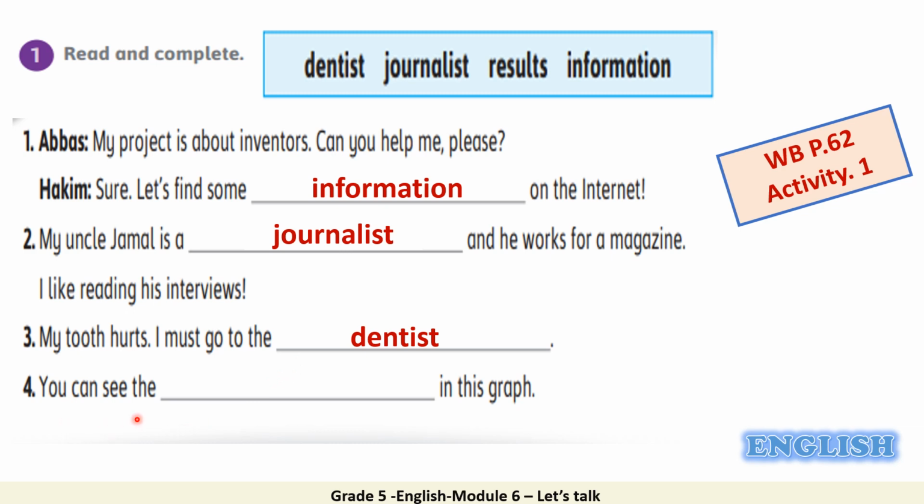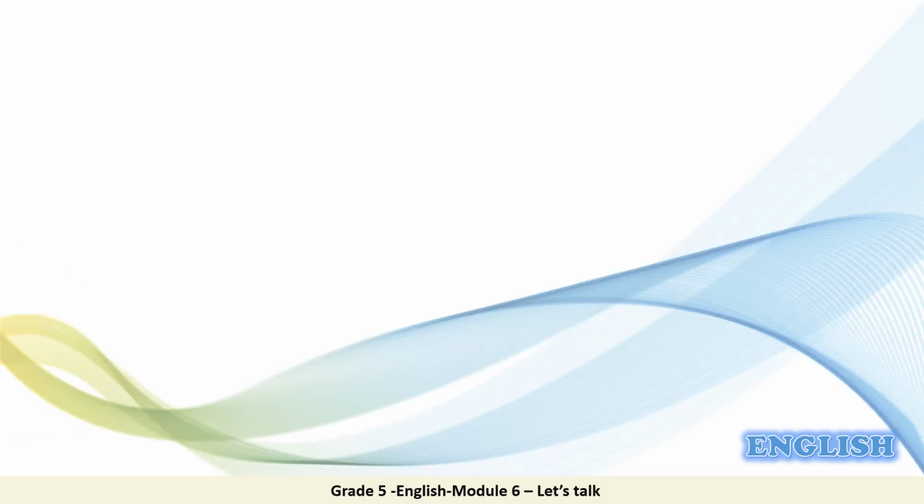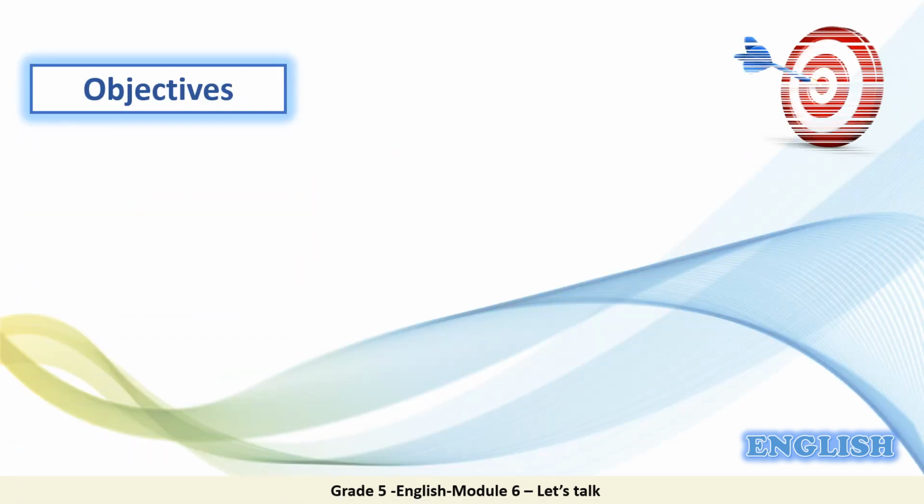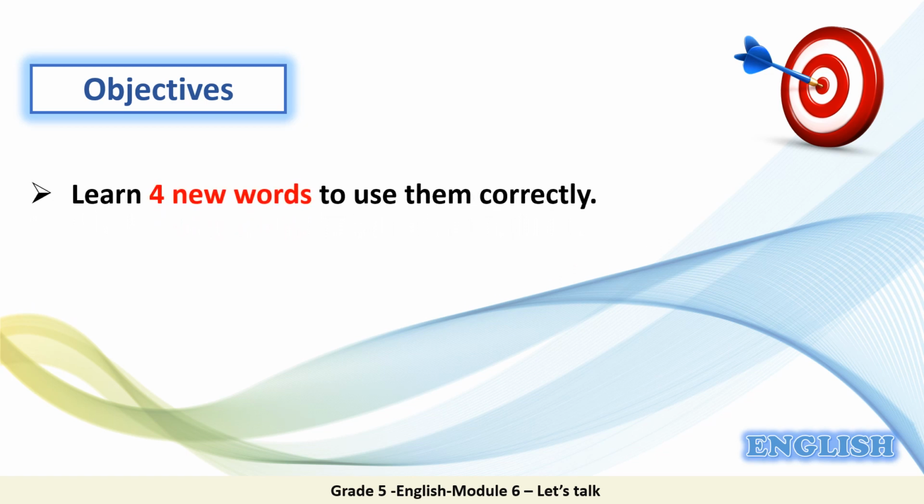Number 4. You can see the in this graph. You can see what? Good job. You can see the results in this graph. My dear students, we are done with the first objective. We learned 4 new words and we used them correctly.